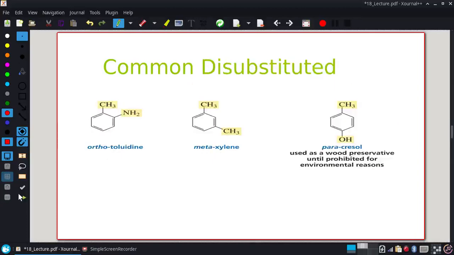All right. Now, there are some disubstituted names that get their own common name. So having a CH3 and an NH2 is what you have in toluidine. Two methyl groups are xylene, and CH3 and an OH is cresol. And there we do use those simple abbreviations, ortho, meta, and para, to distinguish these, because, for instance, there is a paraxylene, and it looks very much like this, but the CH3s are opposite.